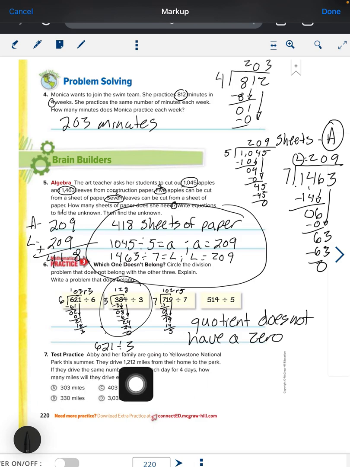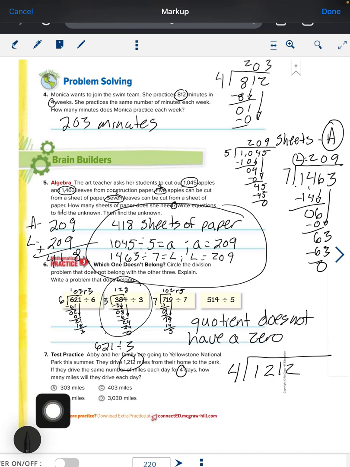Abby and her family are going to Yellowstone National Park this summer. They drive 1,212 miles from their home to the park. If they drive the same number of miles each day for 4 days, how many miles will they drive? Okay, we've got our number. We're going to bracket it up. Yellowstone would be really pretty to visit this time of year.